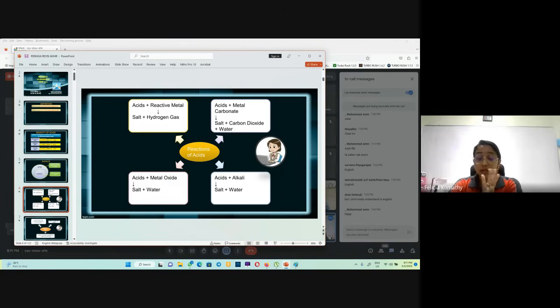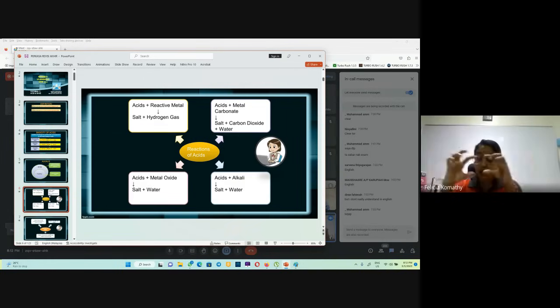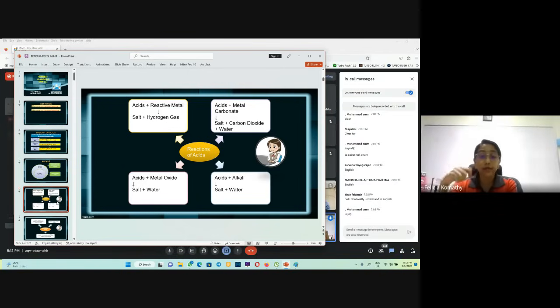Yang pertama sekali, asid dan alkali bertindak balas menghasilkan garam dan air. Itu adalah common lah antara dua. Selain daripada itu, asid akan bertindak balas dengan logam reaktif. What type of logam reactive? Like magnesium, aluminium, zinc, all that can react readily with acid. So dia akan menghasilkan garam dan hydrogen gas.